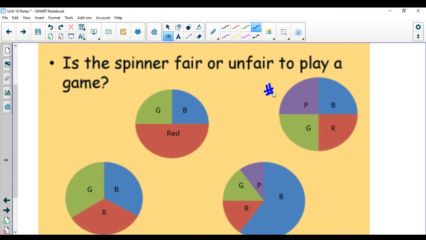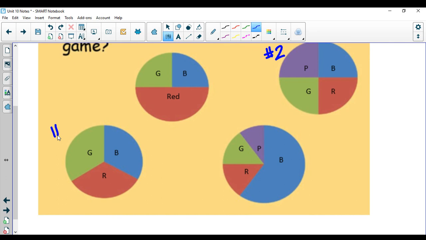Taking a look at spinner number 2 here, fair or unfair? This one would be fair because all the spots have an equal chance of it happening. Spinner number 3, fair or unfair? It looks like the spinner is equally divided between the three colors, so we would say this is a fair spinner. Finally, in spinner number 4, fair or unfair?